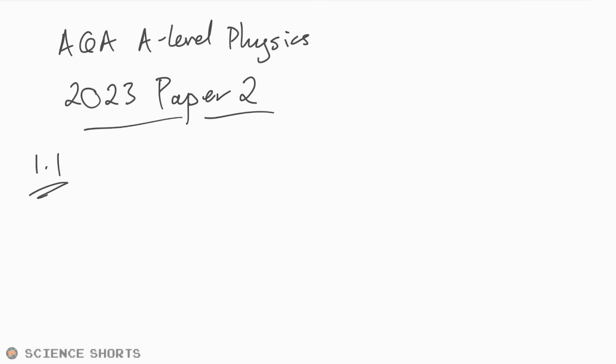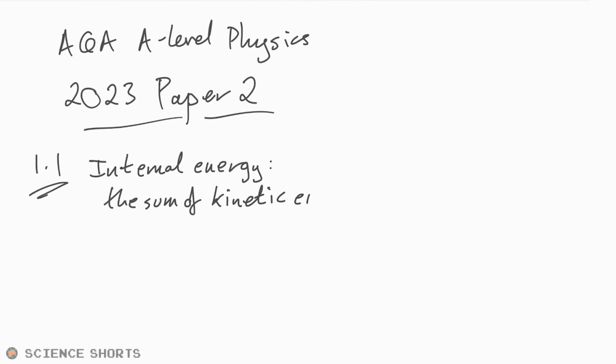Question 1.1. What is internal energy of a gas? You should remember this from GCSE because we know the internal energy of any substance is the sum of kinetic energy and potential energy of all particles in a substance. However, in an ideal gas, there's no potential energy because there's no attraction between the particles. There are no intermolecular forces. So we just say the sum of kinetic energy of all particles in the gas.